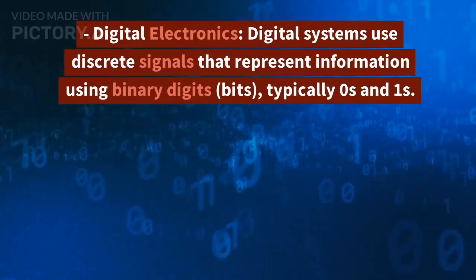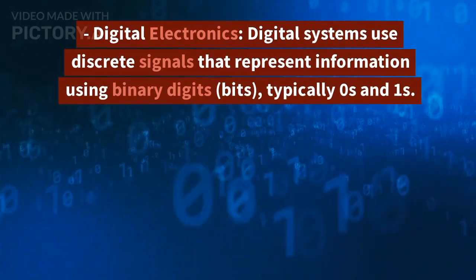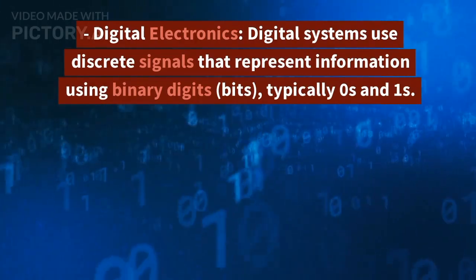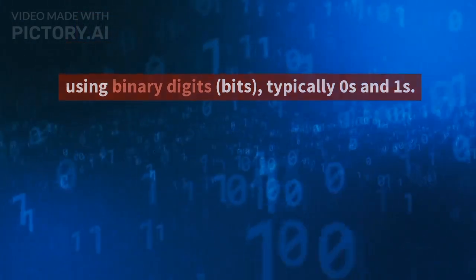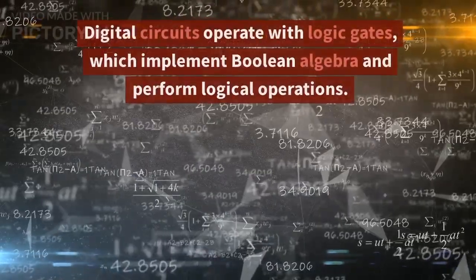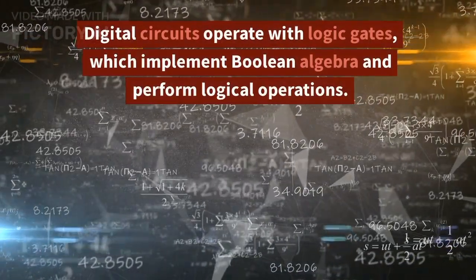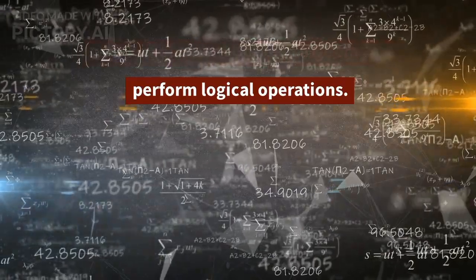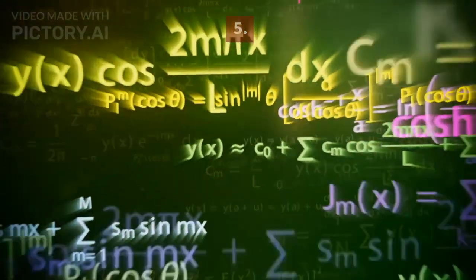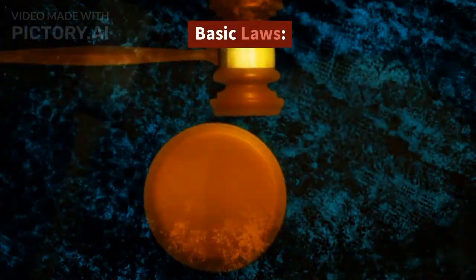Digital electronics. Digital systems use discrete signals that represent information using binary digits, bits, typically zeros and ones. Digital circuits operate with logic gates, which implement Boolean algebra and perform logical operations. 5. Basic laws.